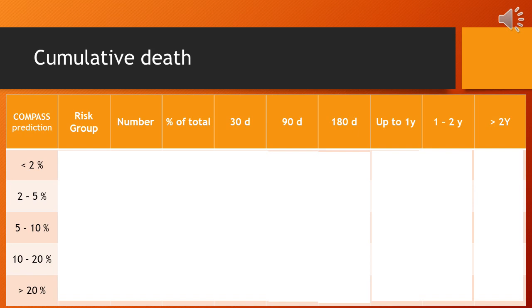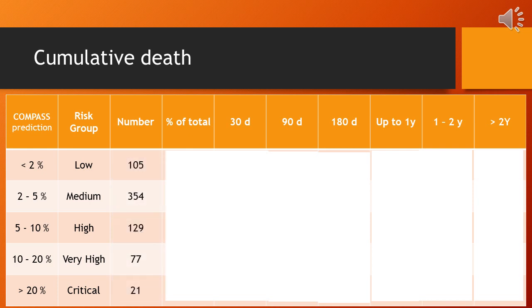I have grouped them into 5 as shown. I have named these groups based on the risk of death. The total number of patients in each group as predicted by the Compass on admission is given in the next column. Thankfully, we did not have many admissions of patients in the critically ill group.